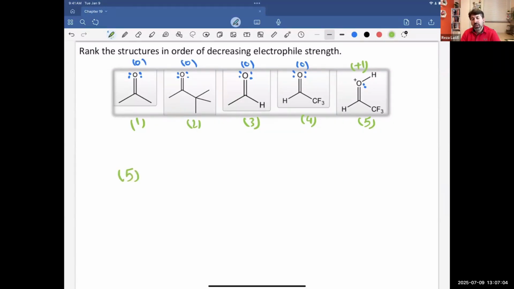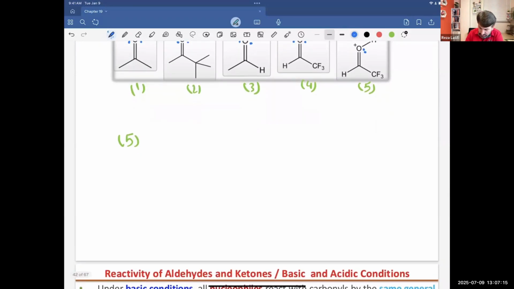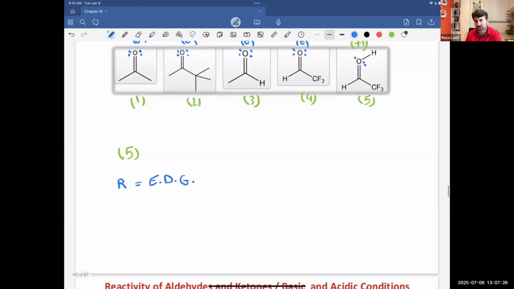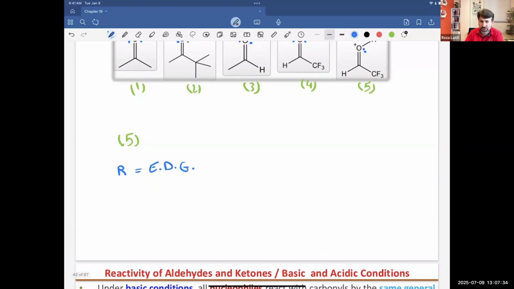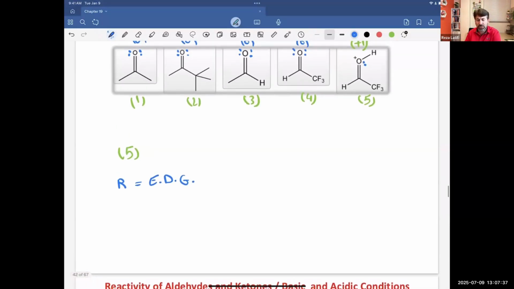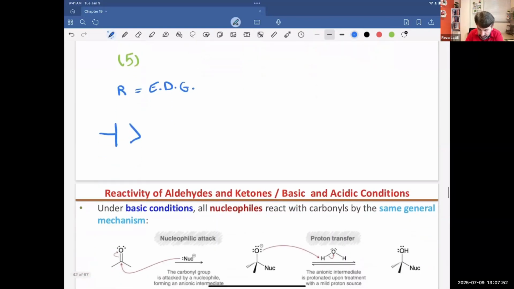And next thing, keep this in your mind: alkyl groups are electron donating groups, and they will donate more electron density than hydrogen. Fluorine, meanwhile, is an electron withdrawing group. So the more carbon we have attached to the carbonyl, the more electron density we can donate to the carbonyl. The tertiary butyl will donate more electron density than, for example, an ethyl or methyl.